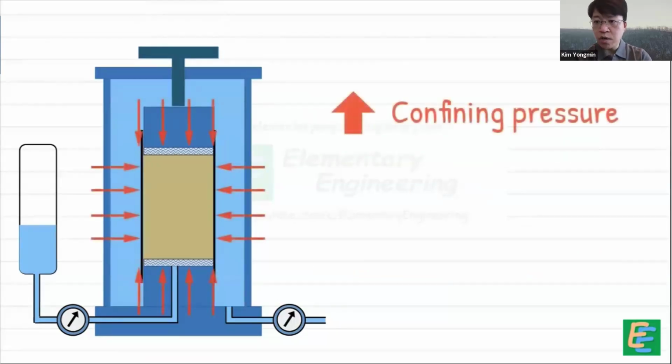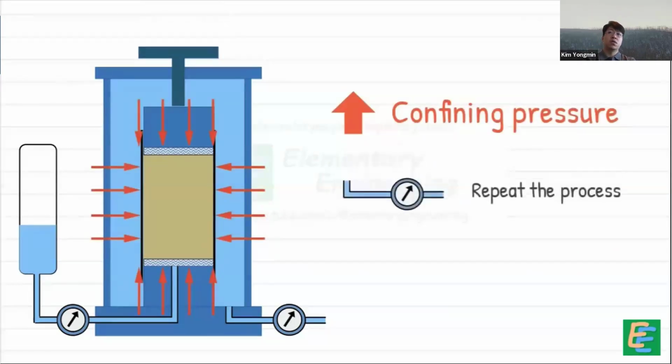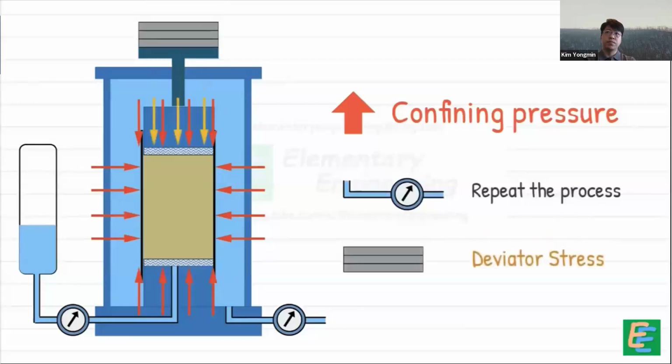We completed one sample and then try one more time with a new sample with different confining pressures. The same procedure follows and the corresponding deviator stress is measured.